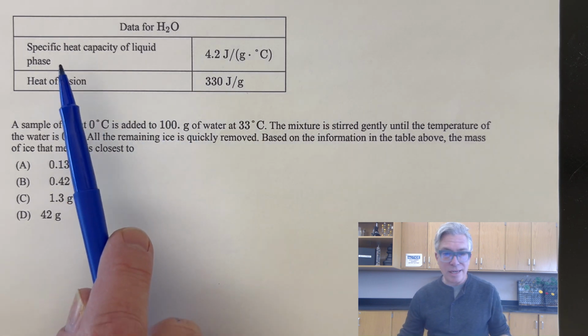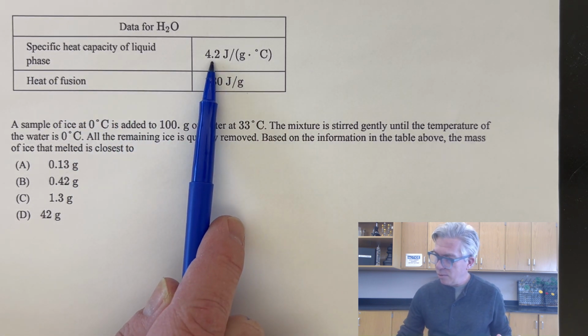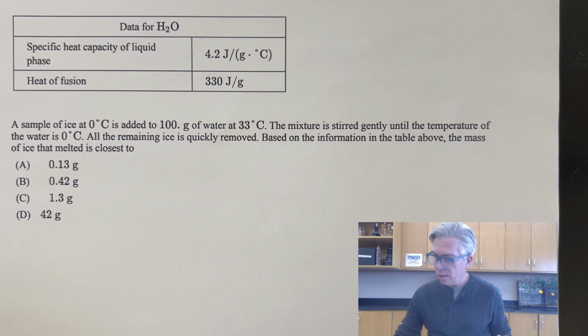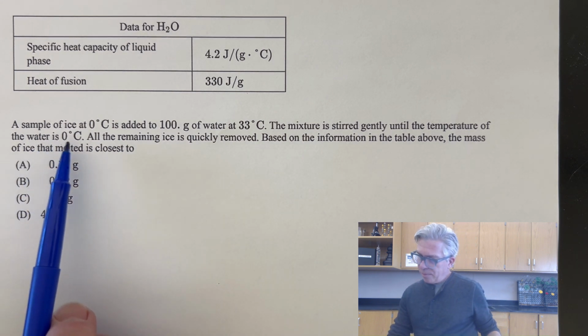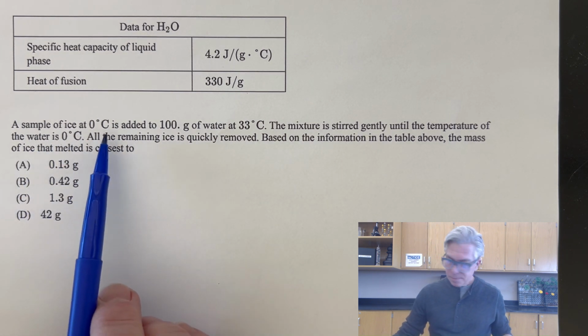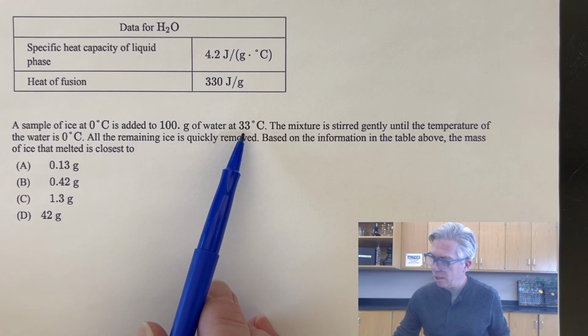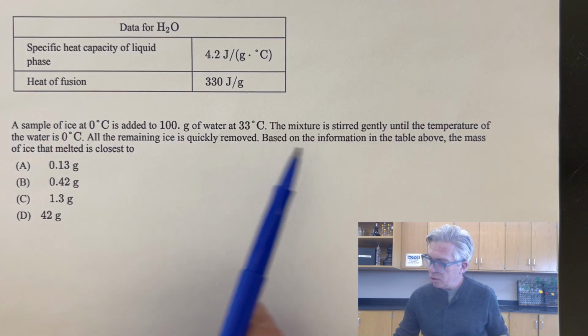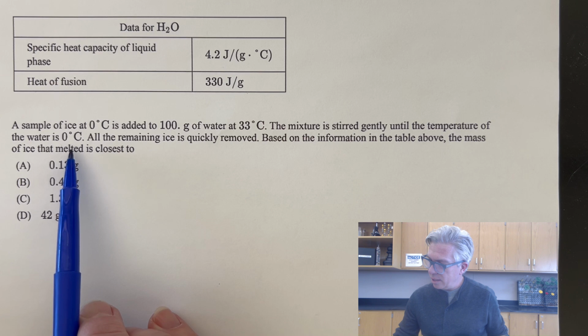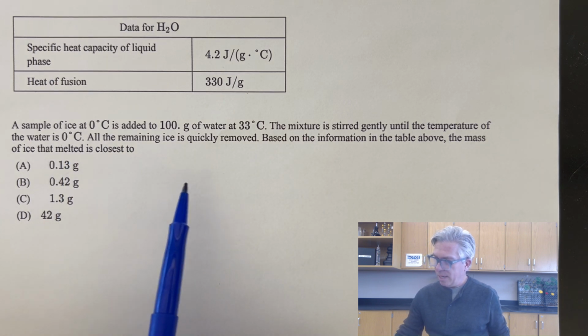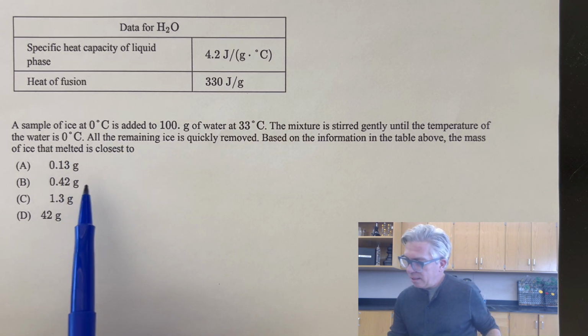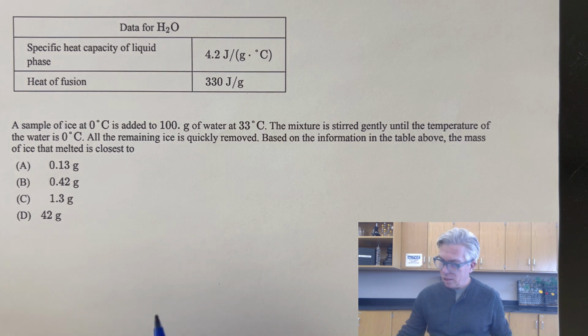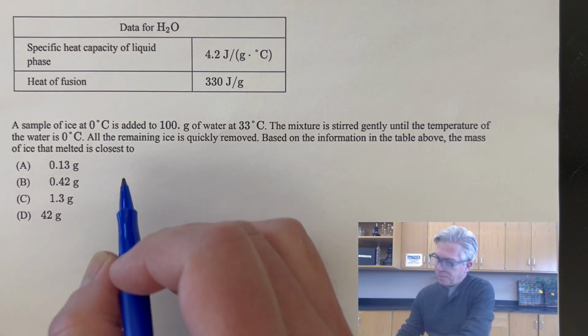Okay, so here we have another data table. Specific heat capacity of liquid phase is 4.2, and this is for water. Heat of fusion is 330. A sample of ice at 0 is added to 100 grams of water at 33. The mixture is stirred gently until the temperature of the water is 0. All the remaining ice is quickly removed. Based on the information, the mass of ice that melted is closest to.